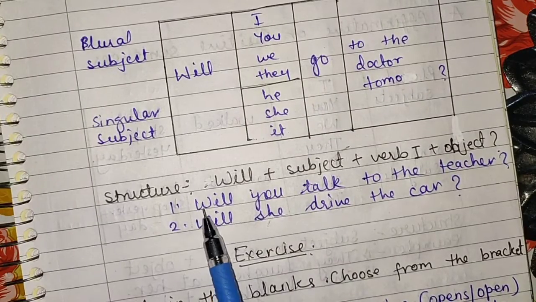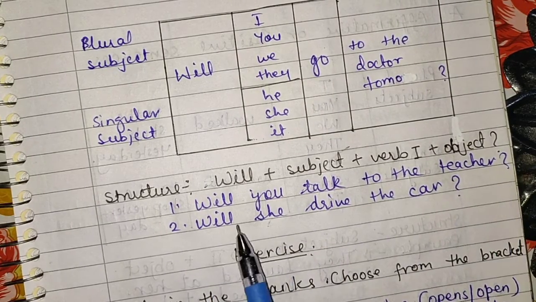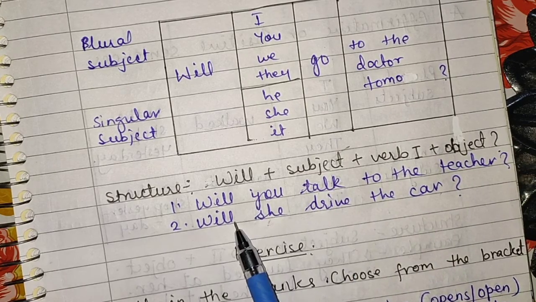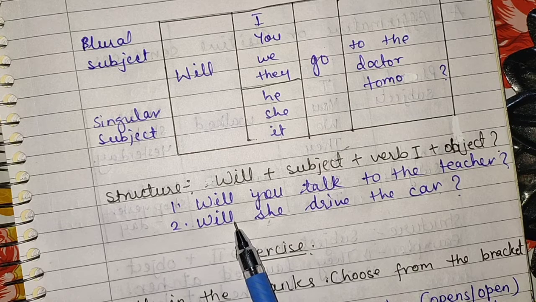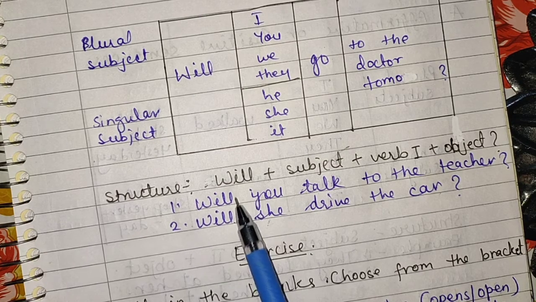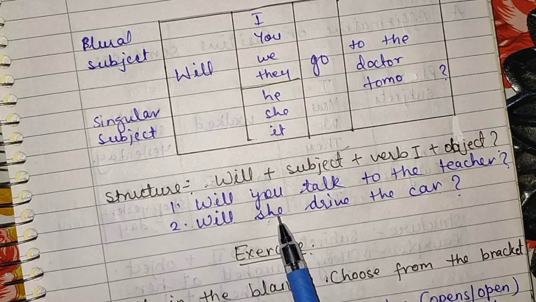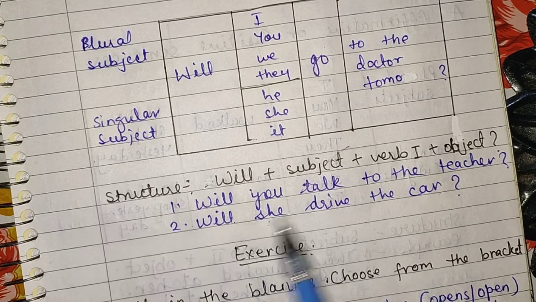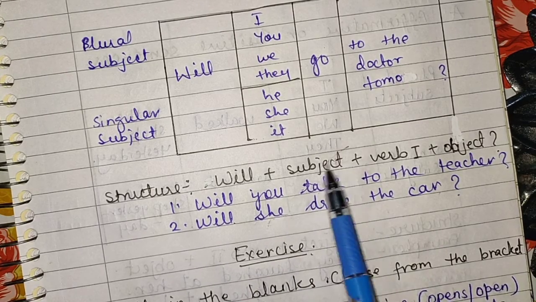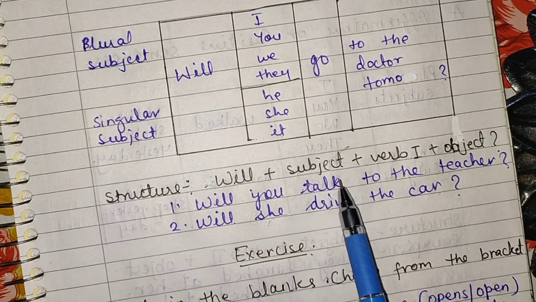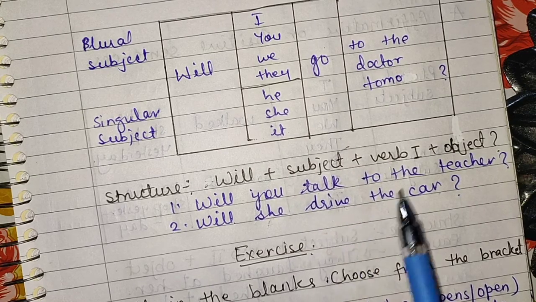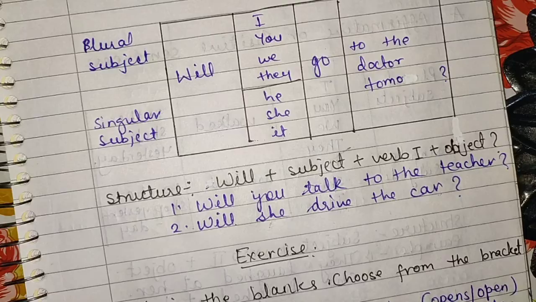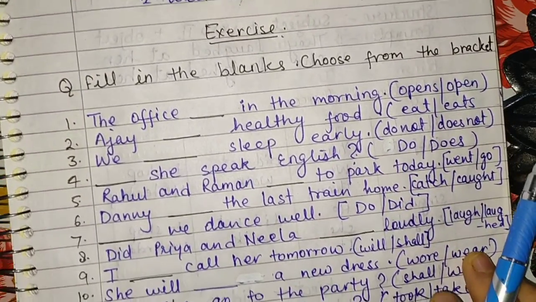Will you talk to the teacher? Question mark. Will she drive the car? Question mark. Okay, so will is your helping verb. If you are making an interrogative sentence, will comes in the first place, then you and she are your subjects, which come in second place after the helping verb. Then the verb in first form. Talk and drive are in first form. Then to the teacher and the car are your objects. Clear? Now let's see the exercise here.